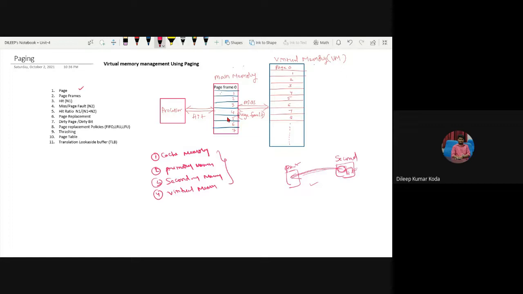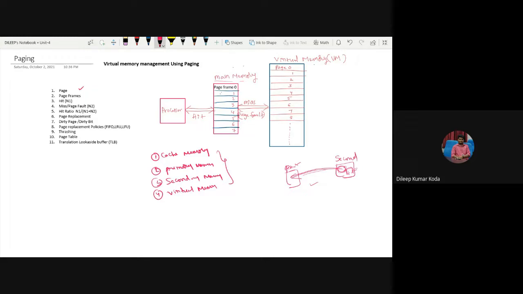Page frames. Just look here. In the main memory, we have several blocks. All the blocks are of equal size. These blocks are known as page frames. So how many frames do we have? Total 8 frames. The page frame numbers start from 0 to 7. So this is your main memory. Your main memory is divided into equal size blocks, and those blocks are called page frames.